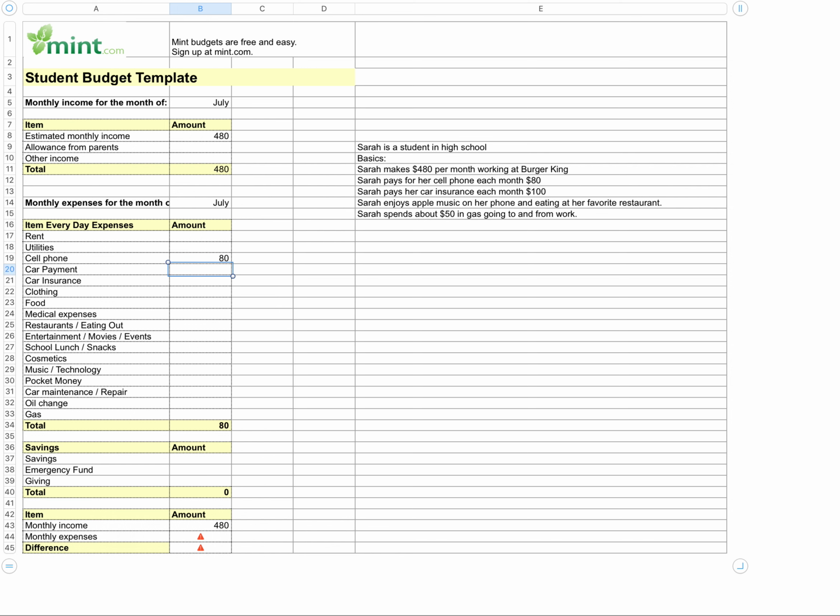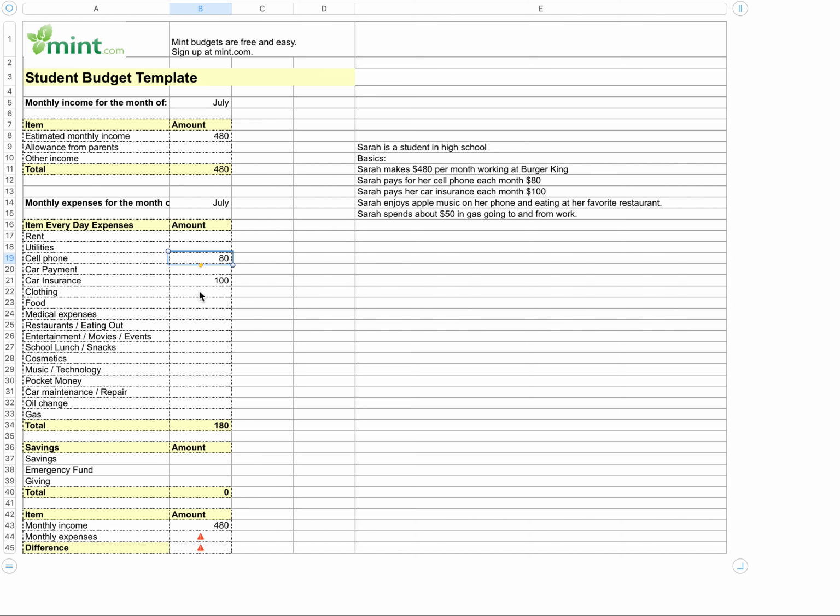She doesn't pay for a car payment, but she does pay her car insurance, and that's $100. So we'll skip to that one. If you see where I'm at, car insurance, $100. Cell phone was $80. All right, and see, this is adding this up for you down here. So you're going to get a total there. You won't even have to add it.